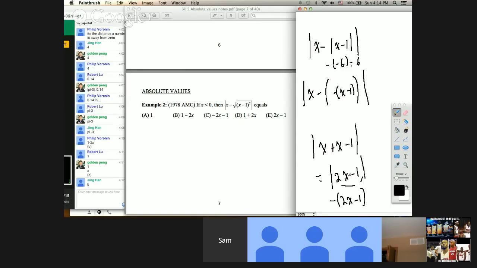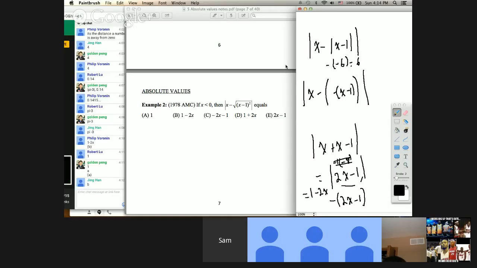Since this value is going to be a negative number, let's say it's -8. When you take the absolute value, since you know it's negative, just a random negative number, you multiply this by -1. And then see, I multiplied this by -1 down here, and then you get your answer, which equals 1 minus 2x, which is B.